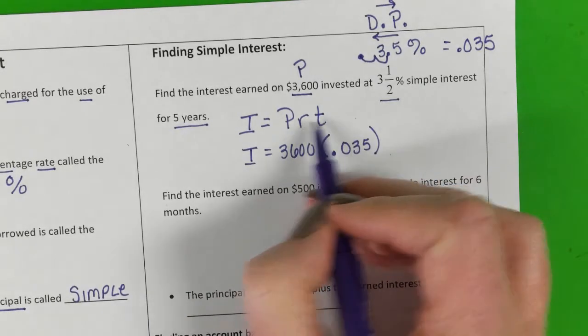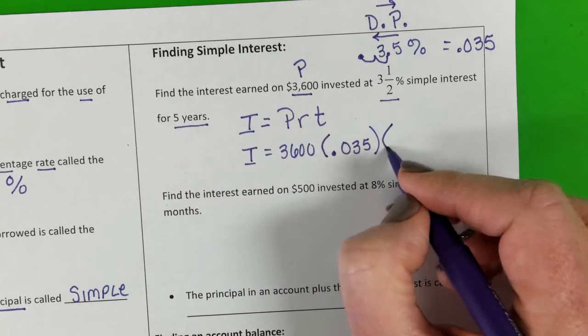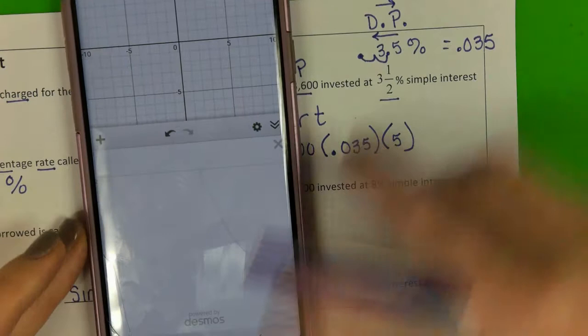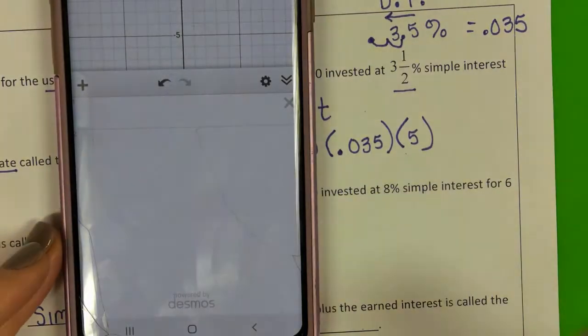And then T stands for our time. Our time is 5 years. So all we have to do is fill in the formula. And so now I'm going to pick up my calculator, and I'm going to pull up my Desmos app because I feel like that is going to be the best option for you guys right now.